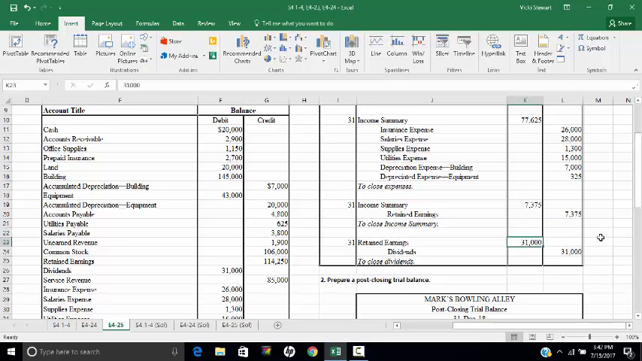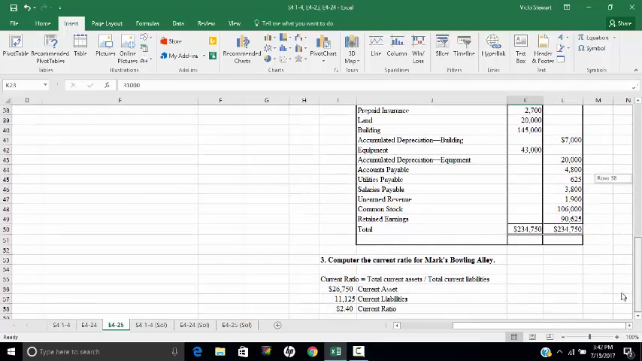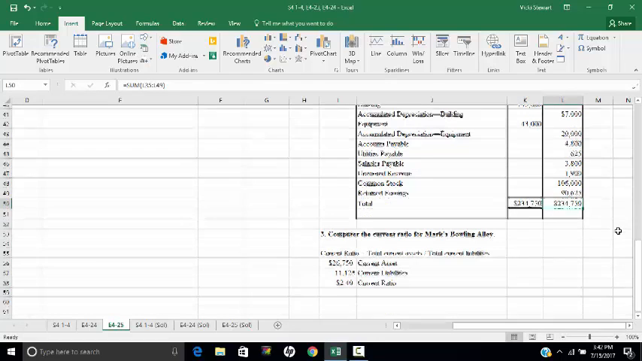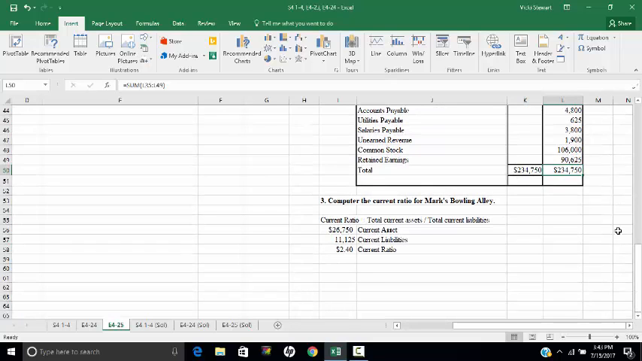and we would have debited retained earnings for the $31,000 when we closed dividends. So that is where the $90,625 balance for retained earnings came from. And we notice that our debits and our credits equal, so our accounts are in balance at the end of the accounting cycle to start the new period.